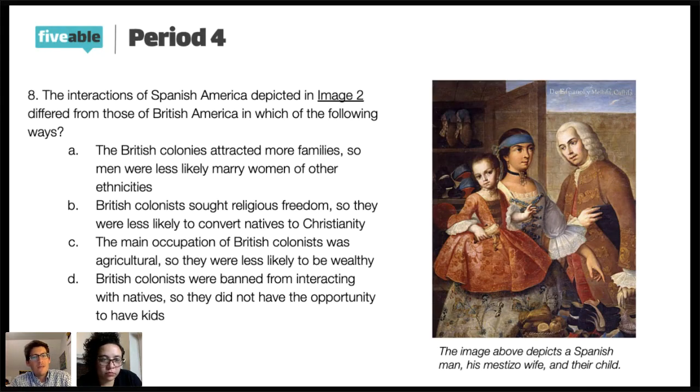So the only answer that fits with the history that I know and seems to fit with the theme of the image here is A. Totally.